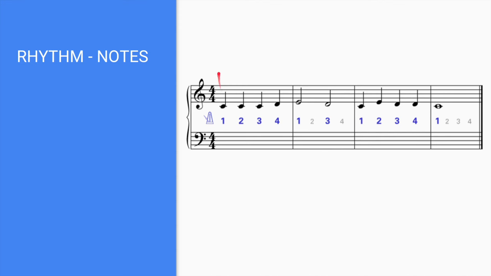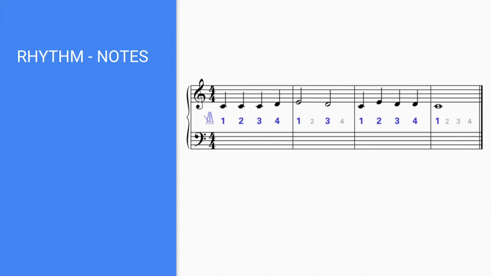You can see that we have 4 measures. This is measure 1, this is measure 2, measure 3, and measure 4. Measures are separated by these vertical lines that we call bar lines. And we see that our time signature is 4/4, which means we have 4 beats in a measure. So what I want you to do is, in a second, pause the video and try to clap this rhythmic example. Once you feel confident that you can clap and count it together, then play the video and try it along with me.